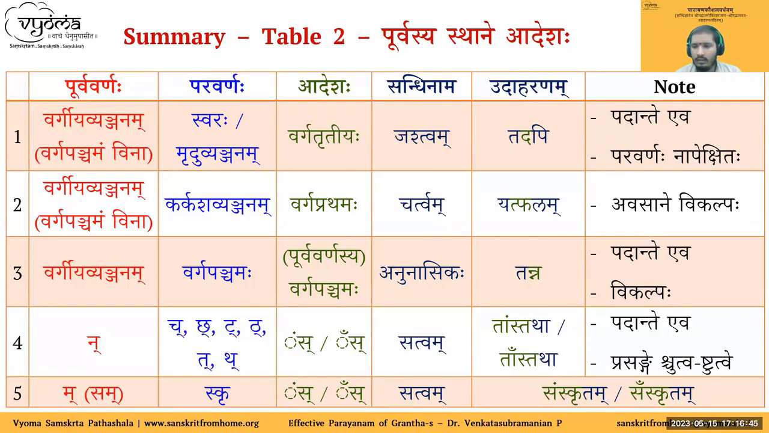The next Sandhi is Sapta Sandhi. In Sattva, the Puravarna should be a Nakara.